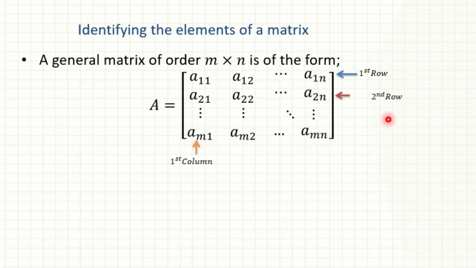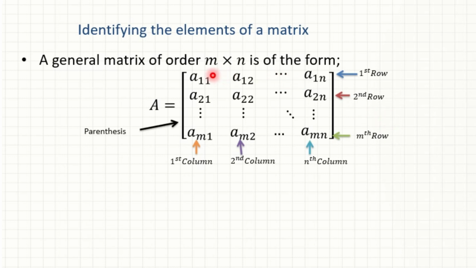Now, we said earlier that a matrix is usually enclosed in a parenthesis. Now this is our parenthesis. It's enclosing our m times n matrix. We denoted this matrix with capital letter A. It's matrix A.